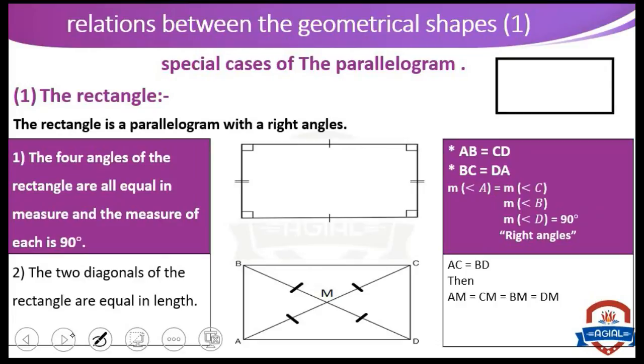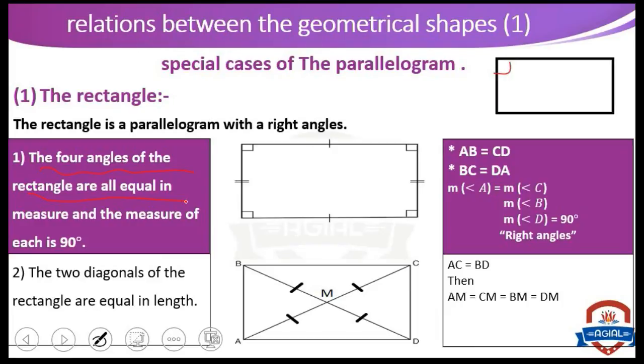And here we will study some special cases of a parallelogram. The first one is the rectangle. We had studied the rectangle before. The rectangle is a parallelogram with right angles. The four angles of the rectangle are equal in measure, and the measure of each one is 90 degrees. The second one, the two diagonals of the rectangle are equal in length. The rectangle is a special case of the parallelogram.